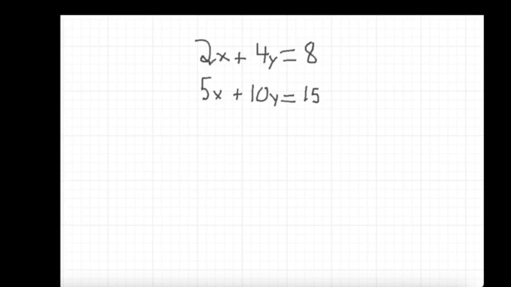Do you know how to solve this equation? You see here we have a regular system of a line with the equation 2x plus 4y equals 8, and another line with the equation 5x plus 10y equals 15. What we're trying to do here is find the intersection point between the two lines.